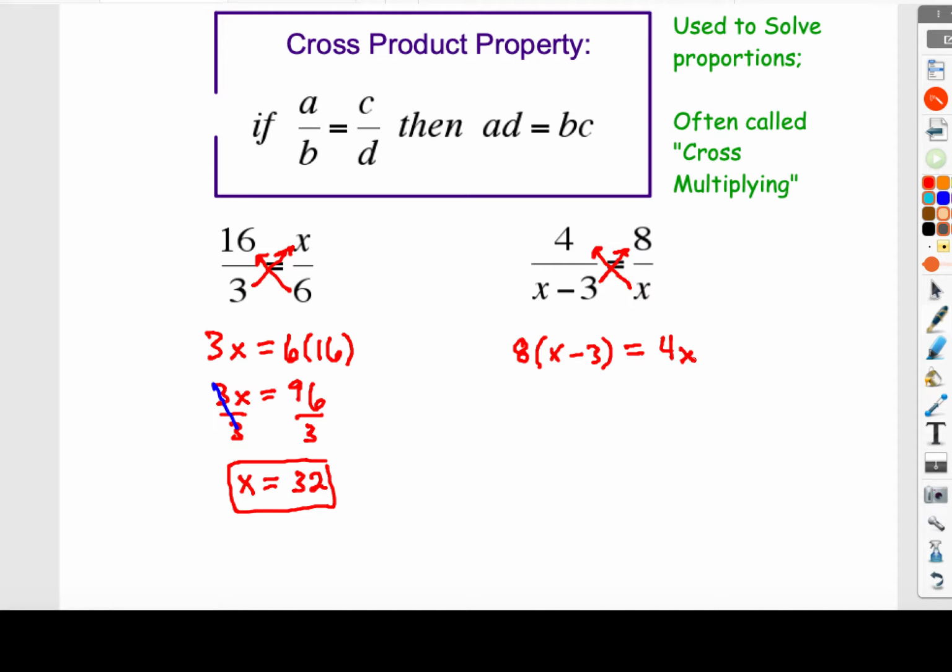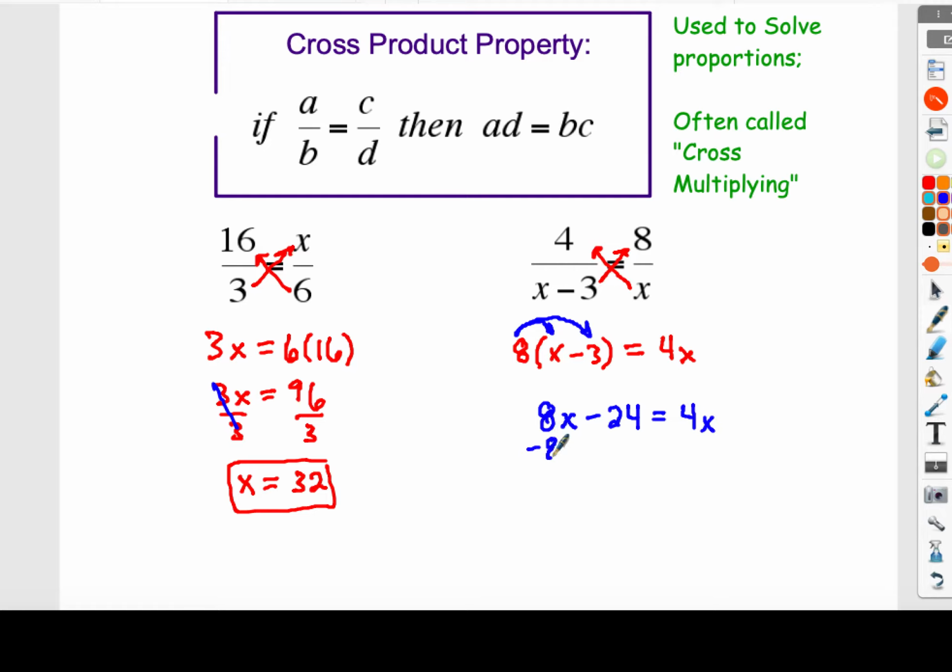No more division going on, so now we just need to clean it up a little bit. So over here on the right side, I'm going to go ahead and distribute. Okay, let's take 8 times x, which again is 8x. Let's take 8 times negative 3. So we have a 24. And again, we still have 4x over here at the right. Now it's your option which way you want to move your variables, which way you want to move everything around. I noticed that 24 on the left, and I don't have any other constants. So I'm going to leave that there.